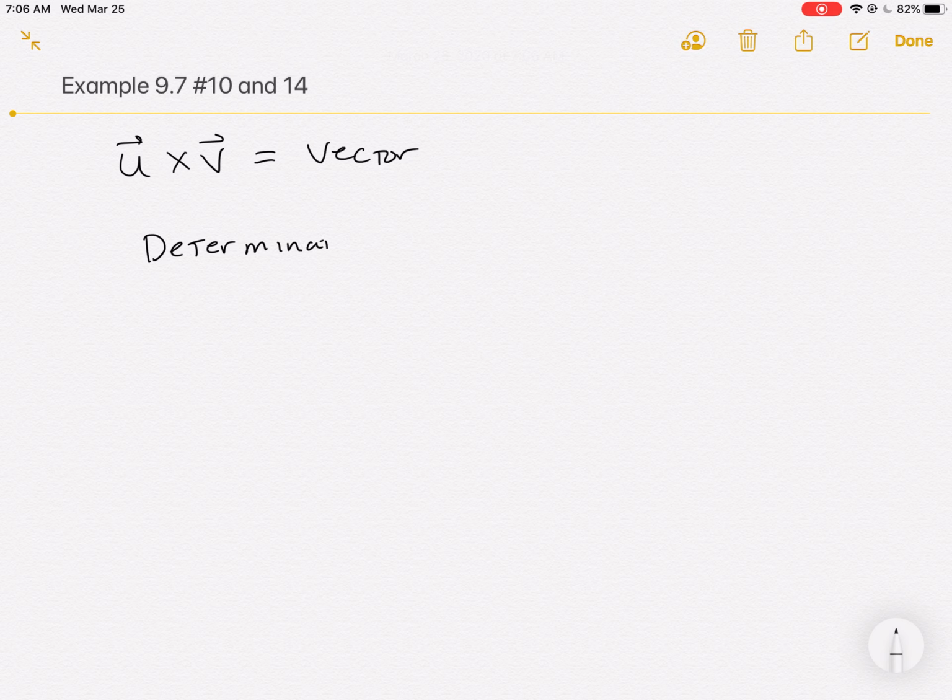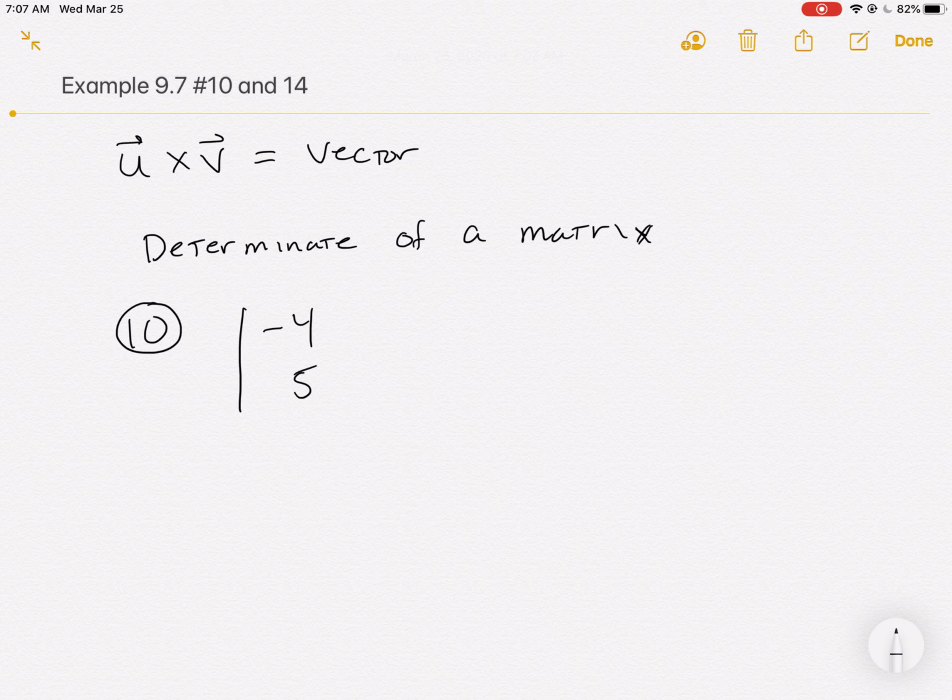So the determinant of a matrix. Ideally we're reminding you of the determinant of a matrix. You could read about it in the book, but I'll try to briefly explain it. They're going to start out with maybe one like number 10, just to make sure you understand the determinant. So the determinant looks like this. In number 10, they have a negative 4, 5, 0, 3 matrix.